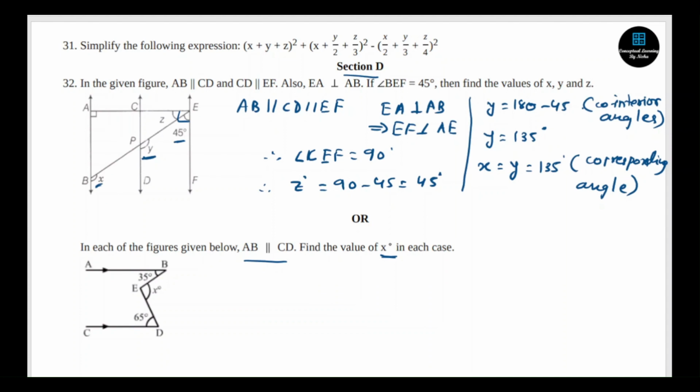Alright. Now here AB is parallel to CD given and you have to find the value of X. So what I'll do, I just construct a line over here which is parallel to AB. So I can say that, let's say this line EF. Okay. So let EF is parallel to AB, parallel to CD. Now very easy. See, 35 and this angle is 35. Now this is 65, so this is also 65. So X is equals to 35 plus 65, which is 100.